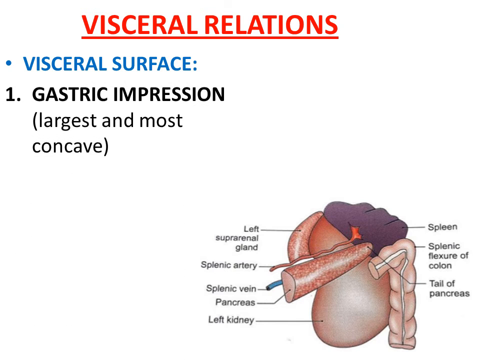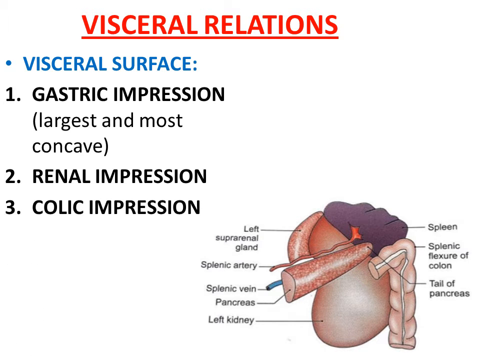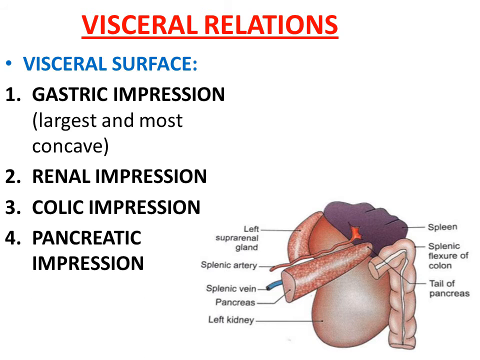First is the gastric impression. As I told you in this part of spleen, here will be the gastric impression which is the largest and most concave impression, right? The second is the renal impression in this area. Then third is the colic impression near its anterior end. Here will be the colic impression. And fourth is the pancreatic impression for the tail of pancreas between hilum and colic impression. So this is about the visceral surface. We'll discuss it in detail on the next slide.